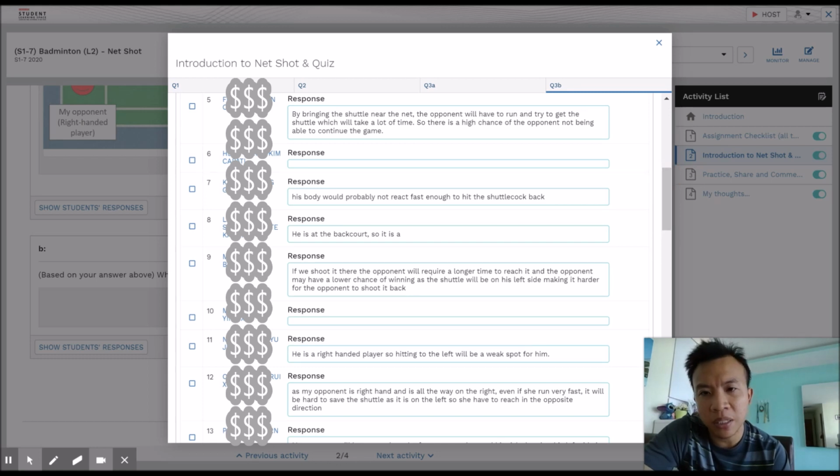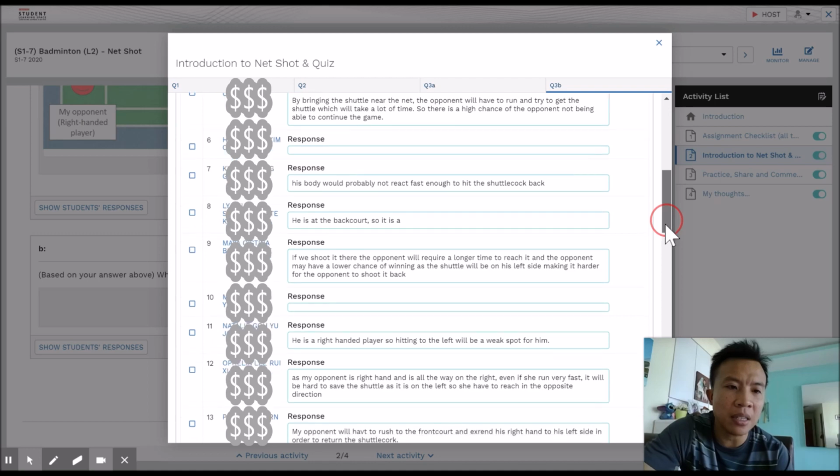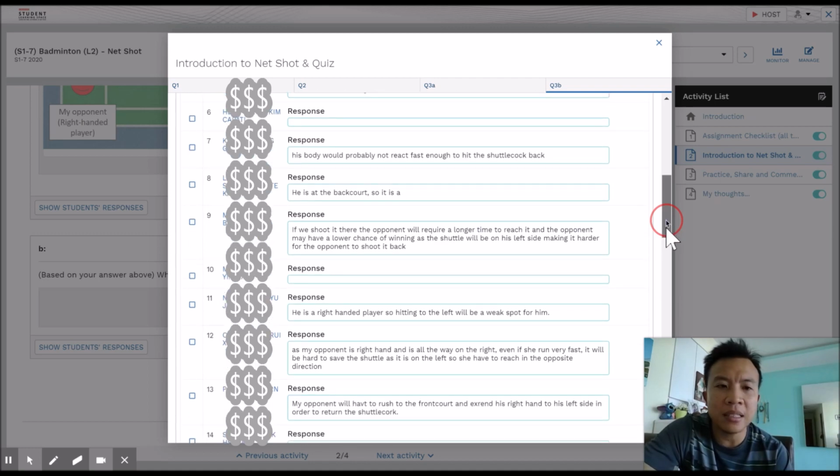For example, this one: "If we shoot it there, the opponent will require a longer time to reach it, and the opponent will have a lower chance of winning as the shuttle will be on his left side, making it harder for the opponent to shoot back." So I think this student has a rough idea that if it's on the weaker side, the left side, the backhand side, it is generally harder.